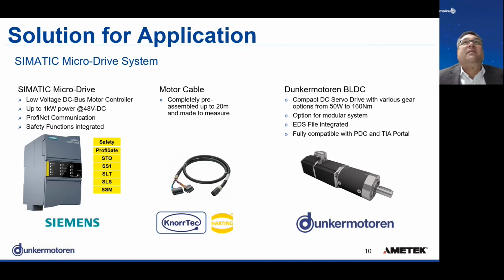in this whole thing, the motor from Dunkermotoren, the brushless DC motors, where we have motors from minimum 50 watt up to 160 Newton meters in torque. So you can run with these motors, for example, AGVs, which can transport easily some 2 to 3 tons of material through a warehouse.